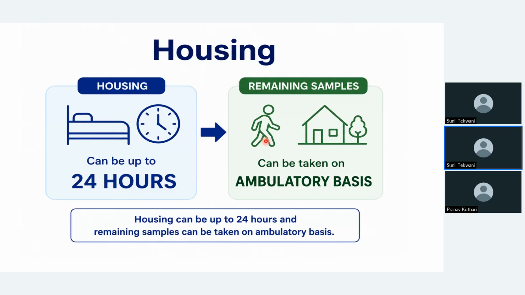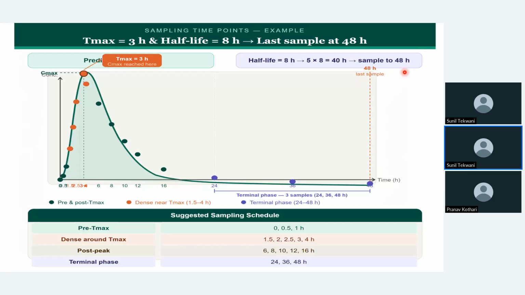Sometimes for 2 days they will be required to stay in the clinic or this CRO. So generally housing is for 24 hours, but it can be up to 48 hours, 72 hours, depending on the half-life. Suppose in this example, we saw that the last sample is at 48 hours. That means Monday the drug was given at 8 a.m. and the last sampling time point will be Wednesday 8 a.m.